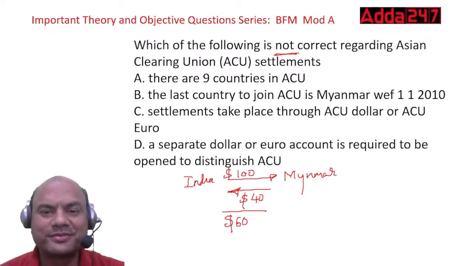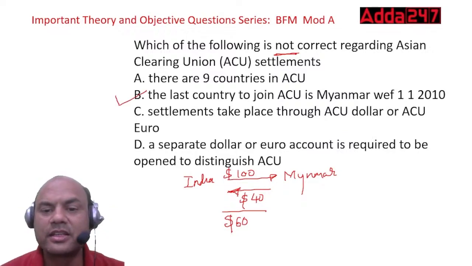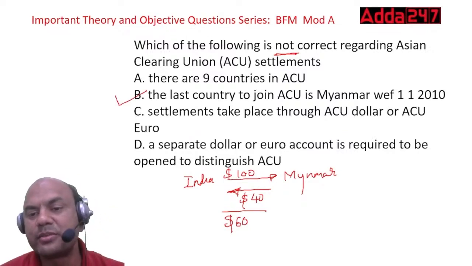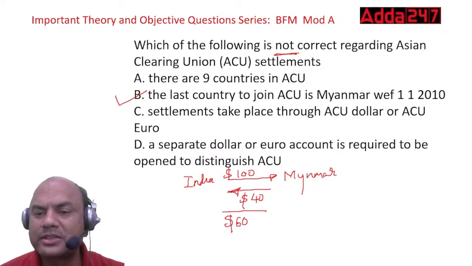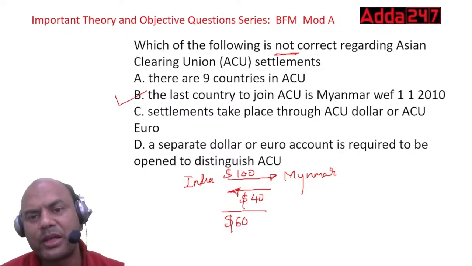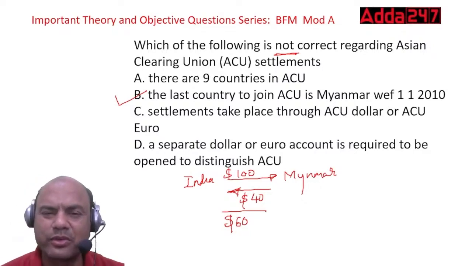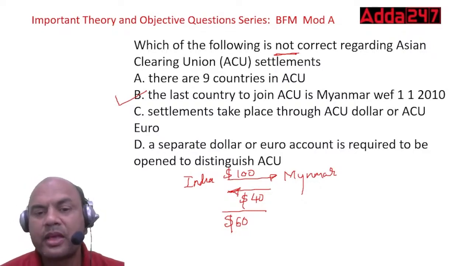Which is the wrong one? The wrong one is this: the last country to join ACU is Myanmar, with effect from 2010. Myanmar is not the last country. Myanmar joined long back, almost in 2003-04. Remaining all are correct. There are 9 countries in ACU.